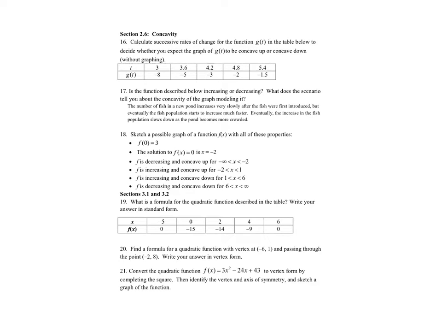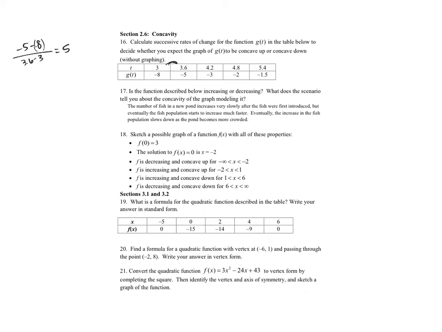So I have successive rates of change to determine whether it's concave up or concave down. Okay, so let's do, I'll just color code these. So first we'll do this rate of change. So we'll do -5 minus -8 over 3.6 minus 3. And so I got 5 for that.